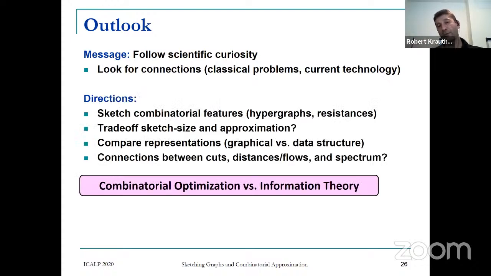And on the topic of this talk, I find it really fascinating that there is this interaction between combinatorial problems that you want to solve and information theory, like the sketch size: how much real information do you need? Is there a trade-off with the approximation? Do you want to use graphs or a non-graphical representation? Are there connections between cuts, distances, and flows? We know there is LP duality, there are other connections. So these connections are also very important, and all these things come up over and over again. And I think it gives a beautiful picture. So I'll stop here and thank you very much.